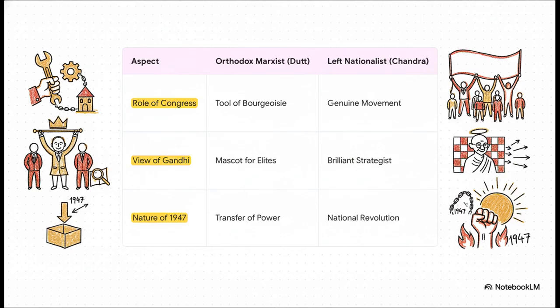And the biggest one of all, for Dutt, 1947 was just a transfer of power from one elite group, the British, to another, the Indian bourgeoisie. But for Chandra, it was a genuine national revolution. You see? Same basic toolkit, totally different conclusion.